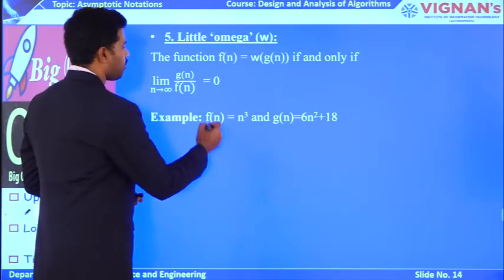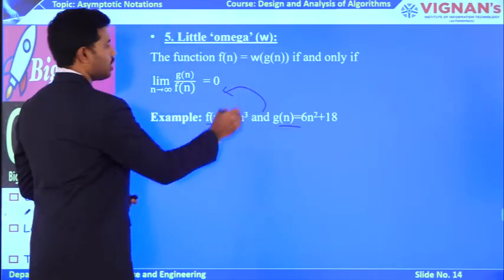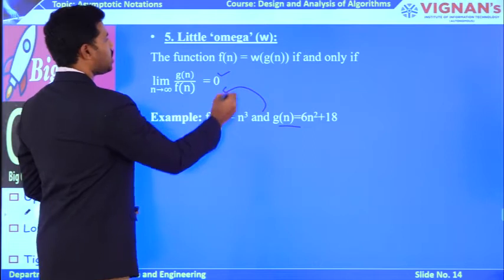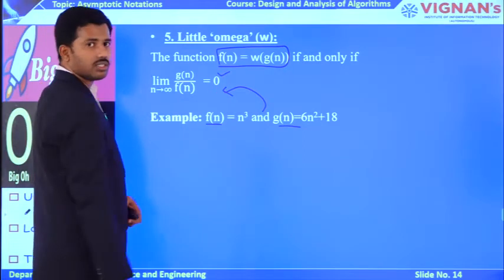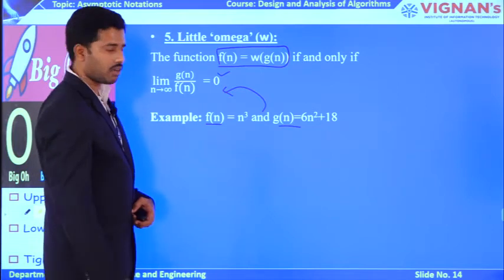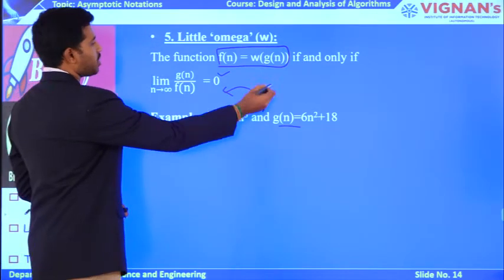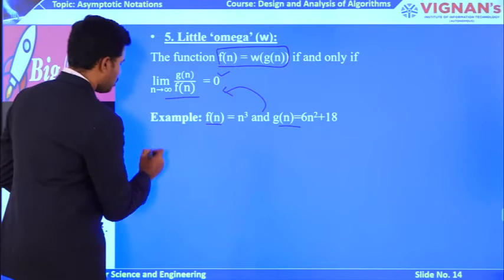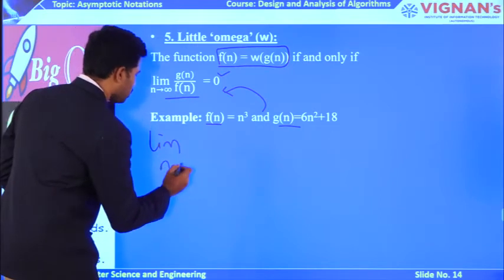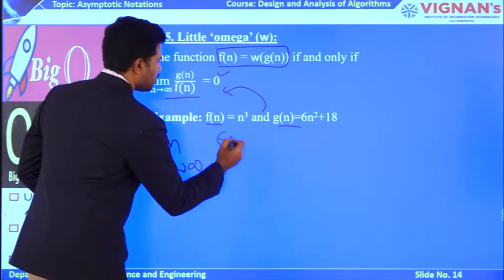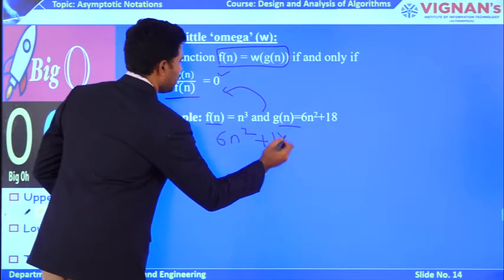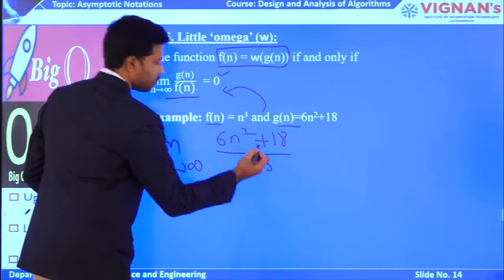You try to substitute this f of n as well as g of n values in this equation. If you get the result as 0, ultimately this relation is correct, in terms of f of n as well as g of n. Now try to substitute the f of n equation as well as the g of n equation in this. So my equation is going to be limit n tends to infinity, what is the g of n value? 6n square plus 18 by n cube.